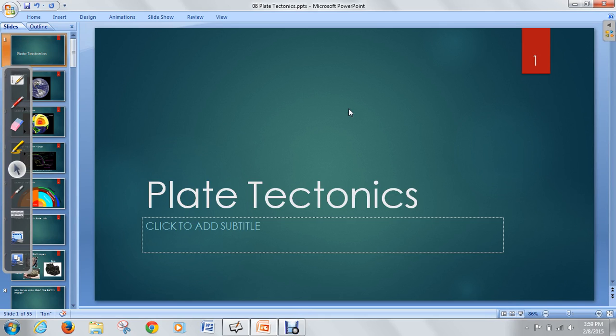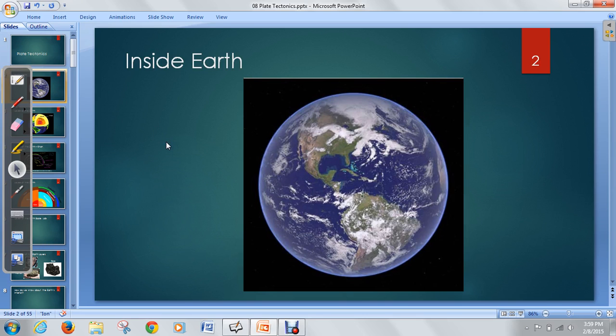In this podcast, we want to start the chapter on plate tectonics. But before we can do anything with plate tectonics, we have to understand a little bit about the inside of the Earth. We have to focus not so much on what's on the outside, where the plates actually are, but what's driving them on the inside. So we need a better understanding of the layers inside the Earth.